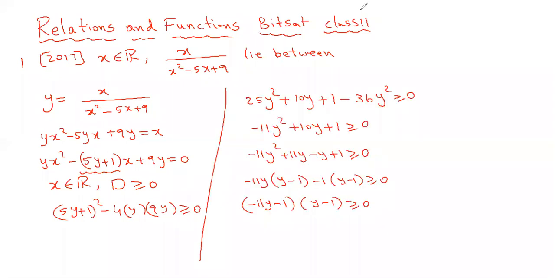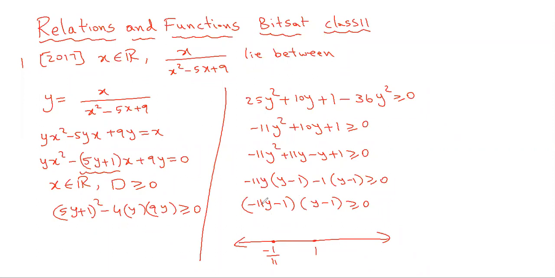Simplification. We just simplified this using the (a plus b) whole square formula, and then we simplified the y square terms and factorized, and we got this. Once we get this, we know the wavy curve method, which is well known. The zeros of these linear polynomials you need to write. The lesser zero is minus 1 by 11 and the greater zero is 1.